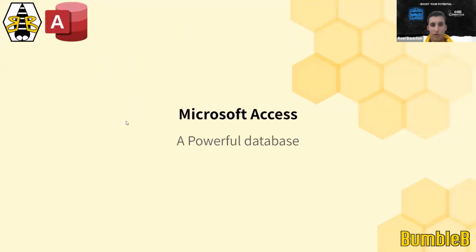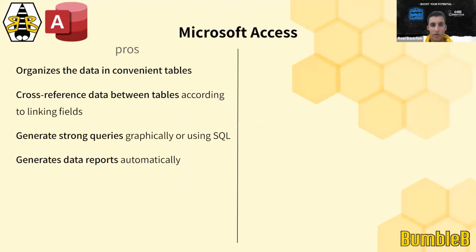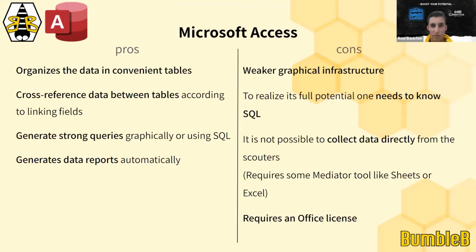The next tool we're going to talk about is Microsoft Access, which is a powerful database. The pros of Microsoft Access are that it organizes all your data in convenient tables, and it cross-references data between tables according to linking fields, which allows a lot of possibilities. Also, you can generate strong queries graphically or using SQL. It also generates data reports automatically, which can be very useful.